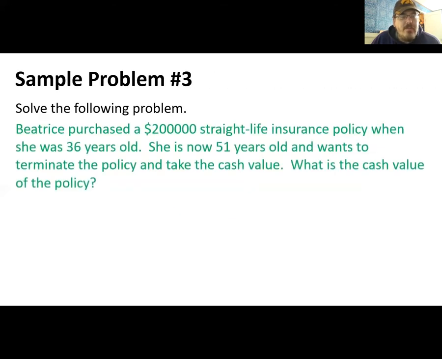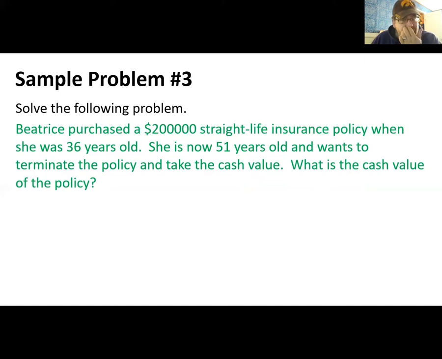All right, let's do one final example. Okay, so here we go. Beatrice purchased the $200,000 straight life policy when she was 36 years old. So we know what that process is. She's had it for many years. If she's 51 now, she's had it for 15 years. She wants to terminate the policy and take the cash value. So we want to figure out how much the insurance company is going to give her in cash for ending the policy.